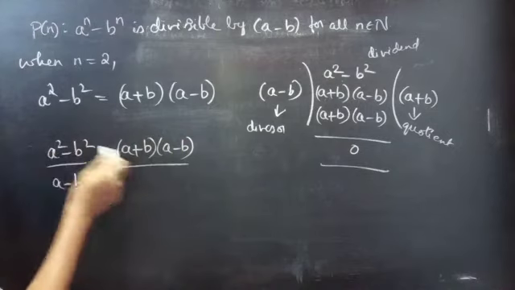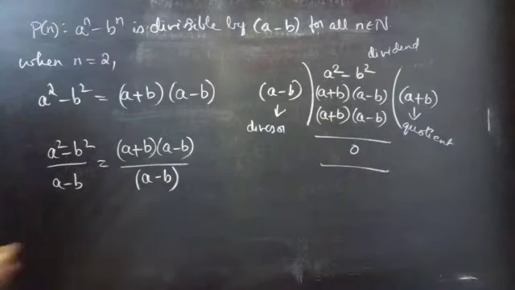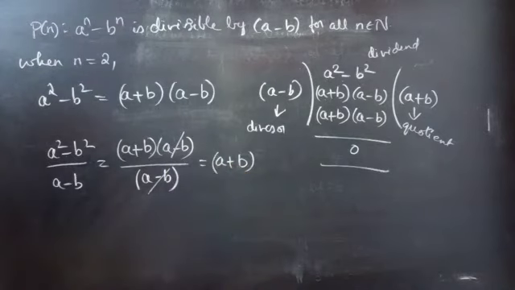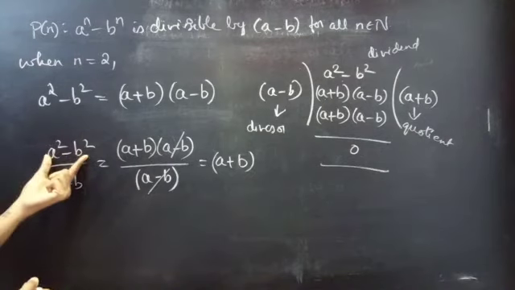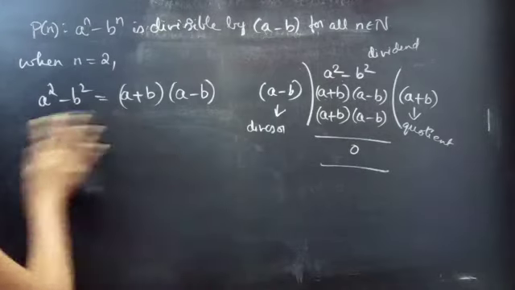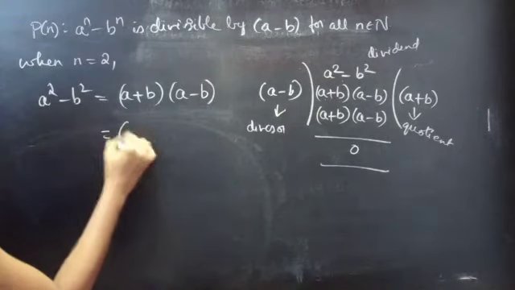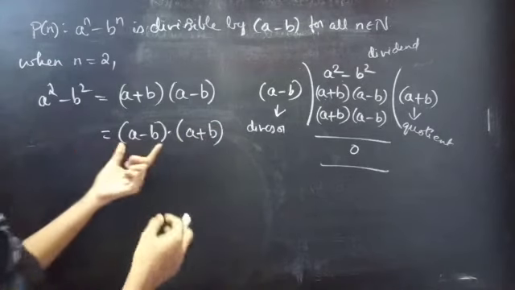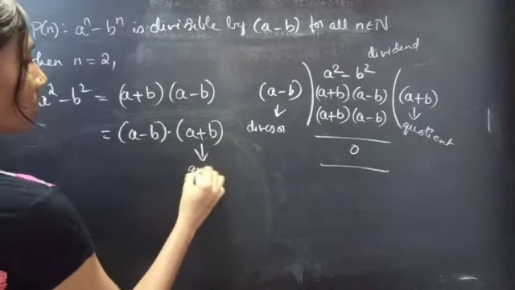a square minus b square is a plus b into a minus b, divided by a minus b, gives a plus b, which is the quotient. Okay. So from this we can say that a square minus b square is divisible by a minus b. We can write this as a minus b into a plus b, a multiple of a minus b. So here a plus b is the quotient.